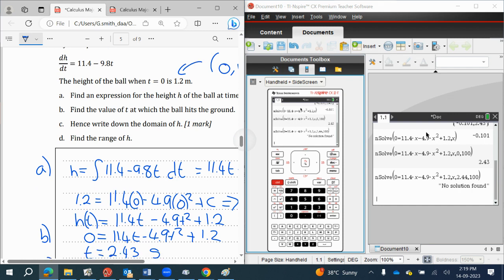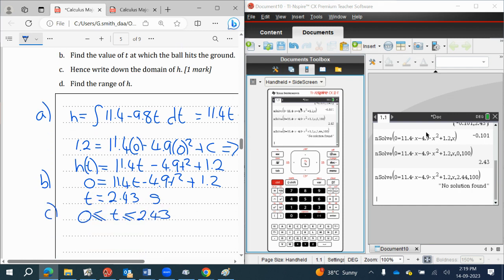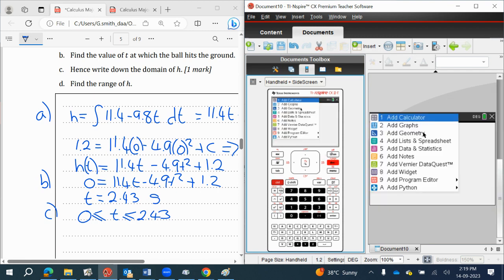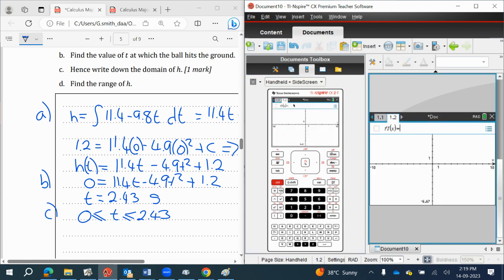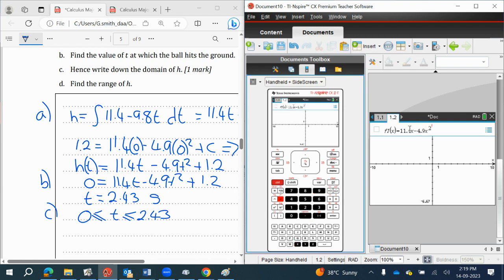D, find the range of h. So we might want to graph it at this point. We'll press control, add a page, add a graph. We type our function in. It doesn't matter which order we're doing. So I'll do this one, 11.4x minus 4.9x squared plus 1.2, enter. We see the graph, we see how it looks a little bit.